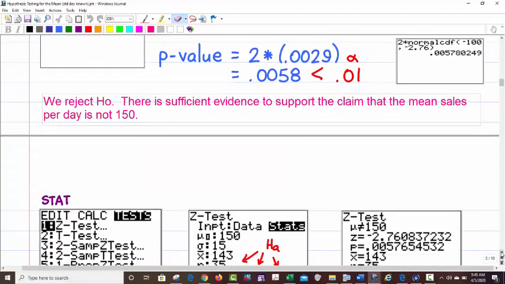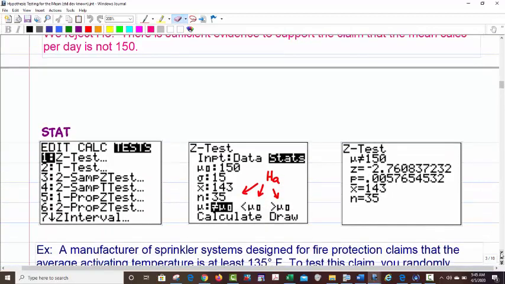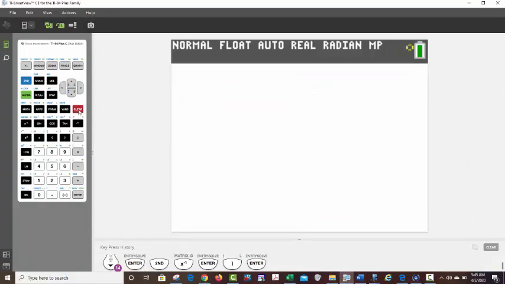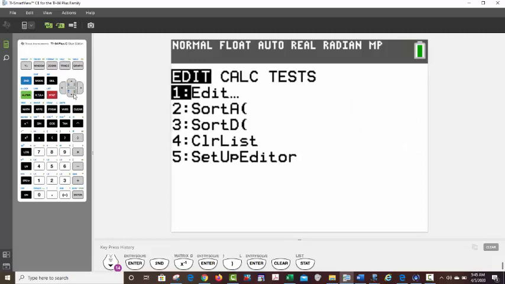Okay, let's see how to do this in the calculator. All right, so we go right here. Clear that out of here. Stat. Test.